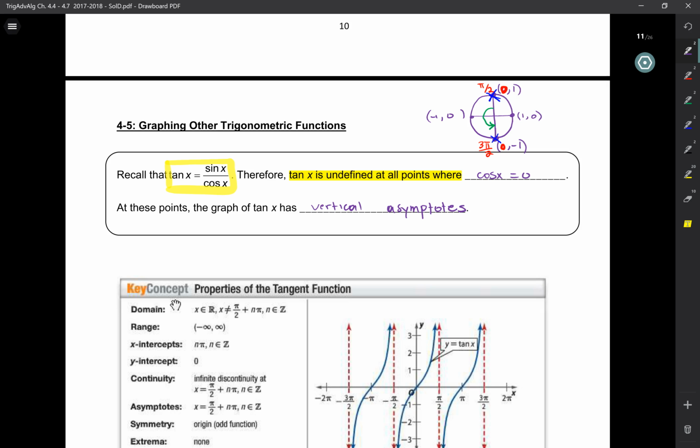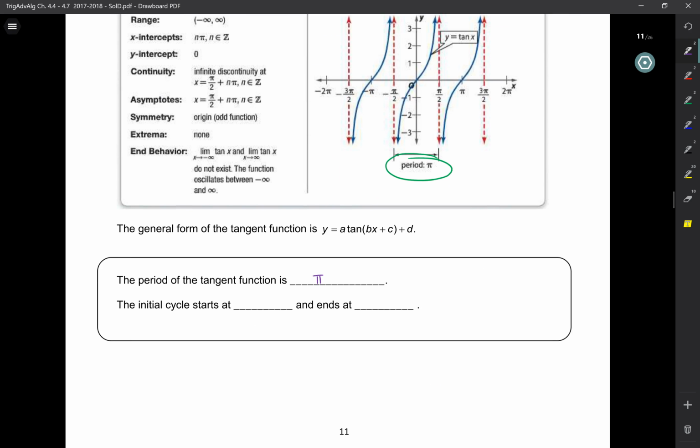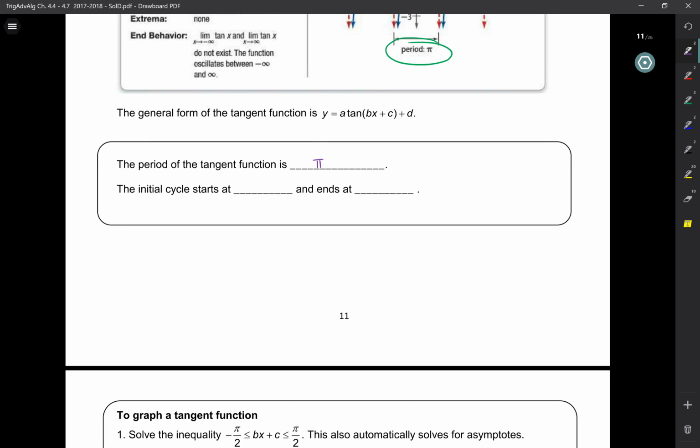So rather than setting up our inequalities from 0 to 2 pi, we're going to go from negative pi over 2 to pi over 2, always for the tangent. It's like it's got middle child syndrome. It's different. It's rebellious. So it goes from negative pi over 2 to pi over 2. The initial cycle starts at negative pi over 2 and ends at pi over 2. You could say it has a little bit of character, the tangent.